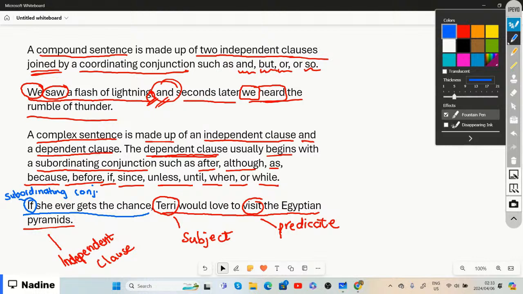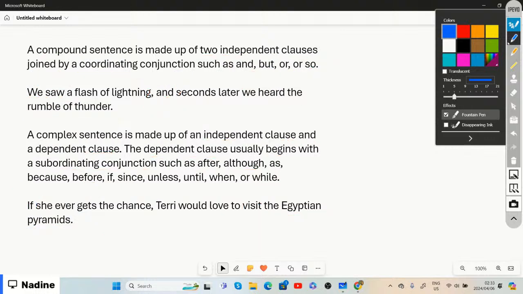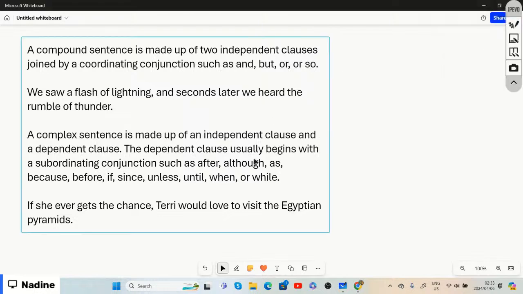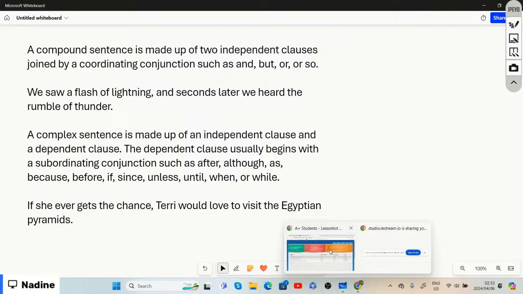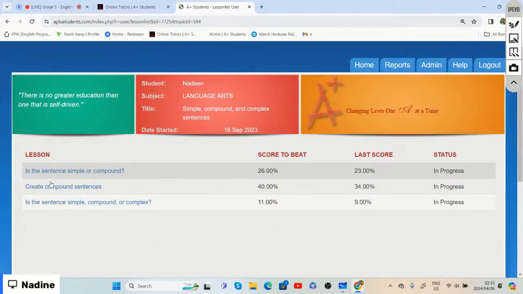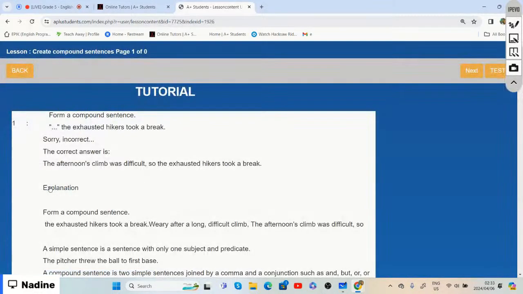All right, so now let's go to aplusstudents.ca, and we are on aplusstudents.ca. We are going to continue with, first, creating a compound sentence, and then we are going to identify simple, compound, and complex sentences.